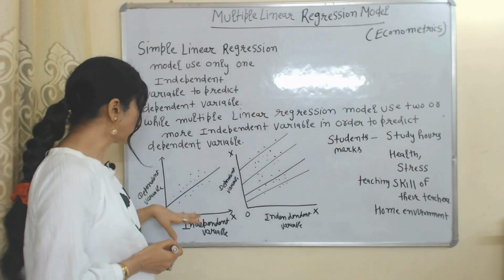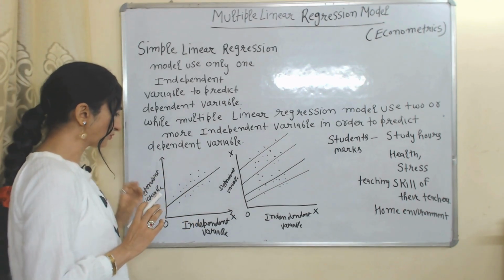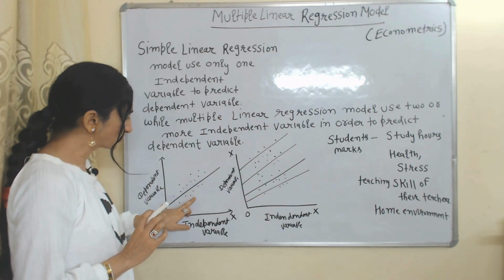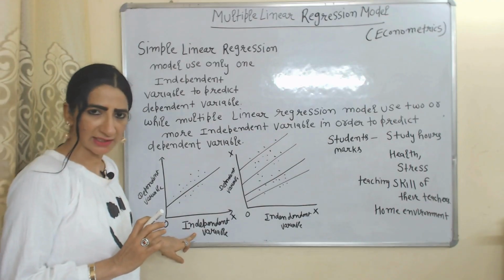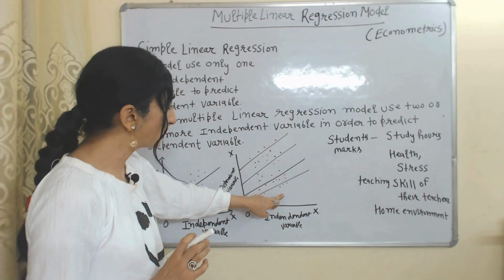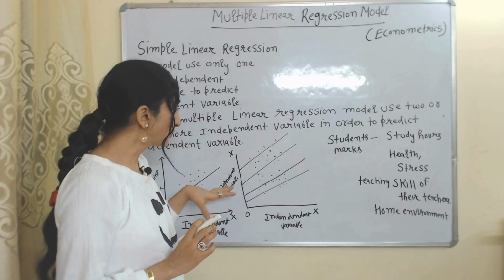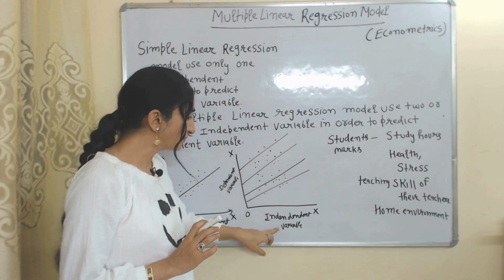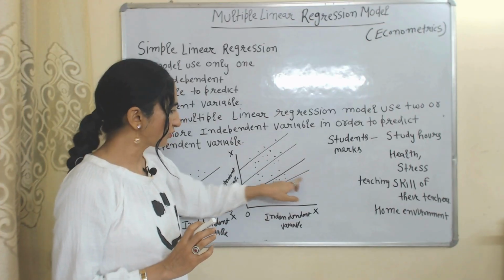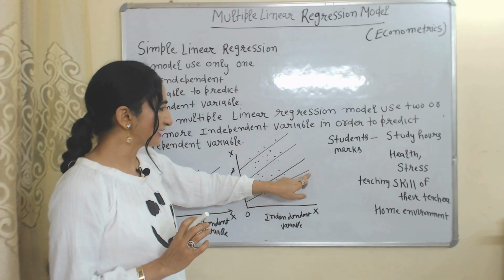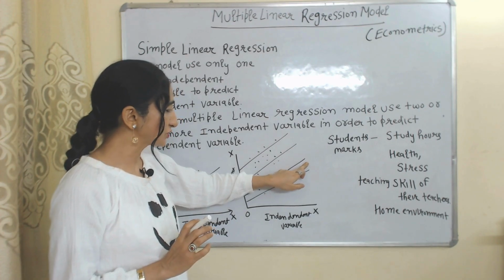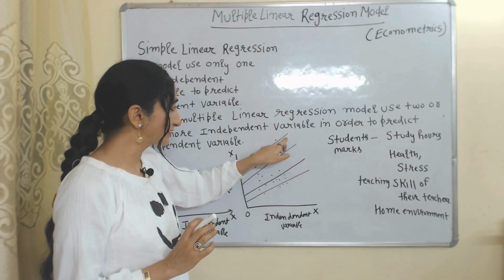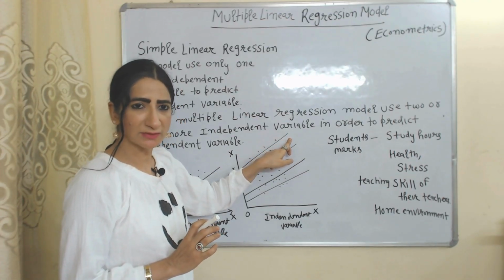In this diagram, you can see a simple linear regression model. On the x-axis we have the independent variable, on the y-axis we have the dependent variable. This line shows the relationship between a single dependent variable and a single independent variable. But this diagram shows a multiple linear regression model. Here you can see we have many lines which show the relationship between one dependent variable and multiple independent variables. This line shows student marks influenced by the teaching skills of their teacher. This line shows student marks influenced by their stress level. This line shows student marks influenced by their health. This line shows student marks influenced by their study hours.